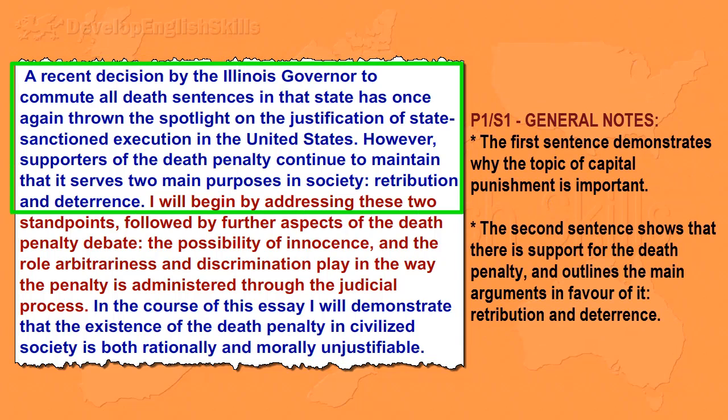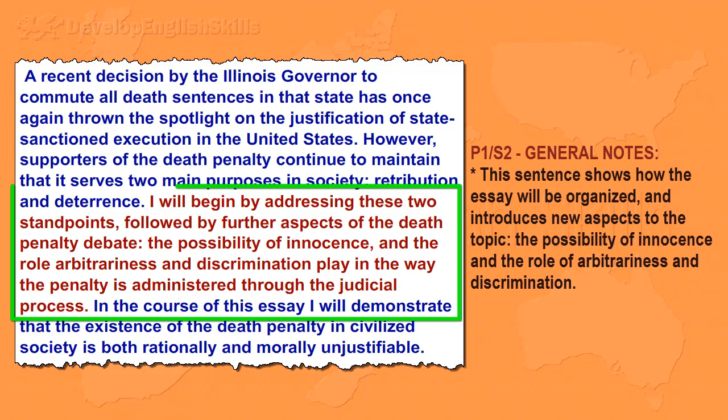The first sentence demonstrates why the topic of capital punishment is important. The second sentence shows that there is support for the death penalty and outlines the main arguments in favour of it: retribution and deterrence. This sentence shows how the essay will be organised and introduces new aspects to the topic: the possibility of innocence and the role of arbitrariness and discrimination.